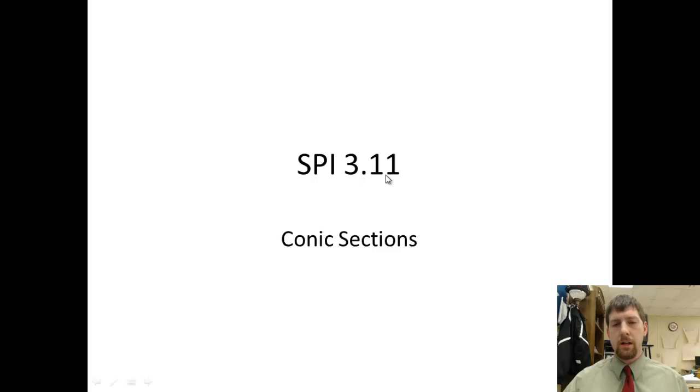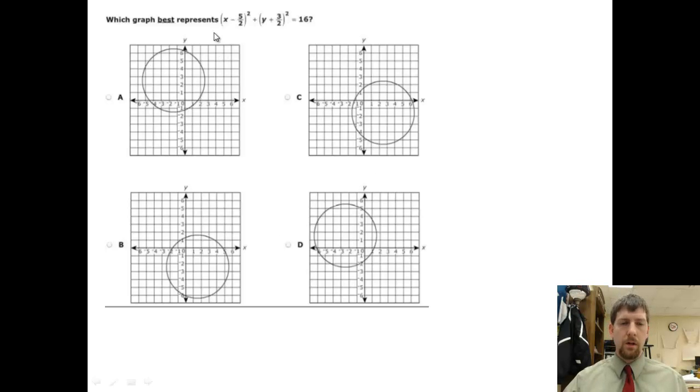Today we're going to look at standard 3.11, which deals with conic sections. Conic sections are circles, ellipses, hyperbolas, parabolas, just different kinds of curves that we get by squaring sometimes x and y, sometimes just one or the other. So I'm going to go over how we can use some shortcuts to figure out which graph best fits without actually knowing all the different parts to the equation.